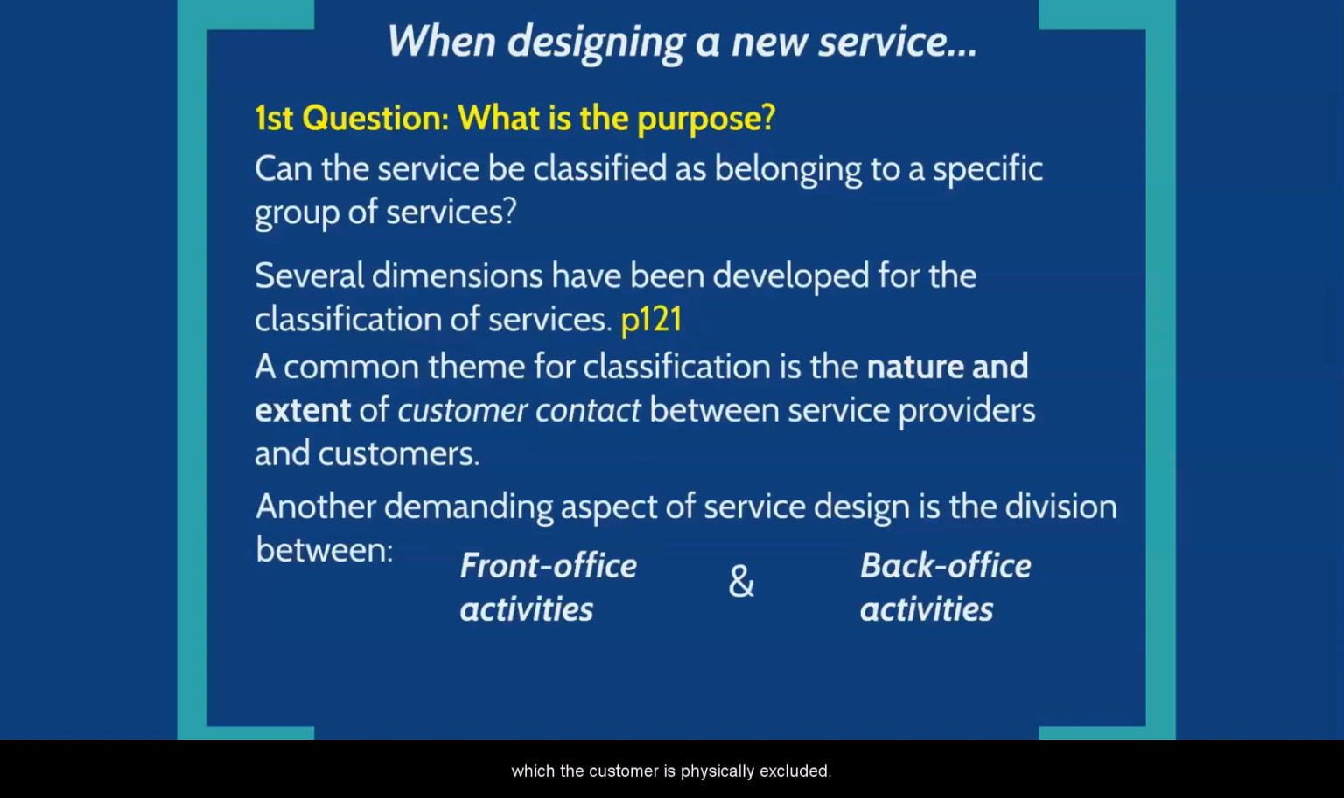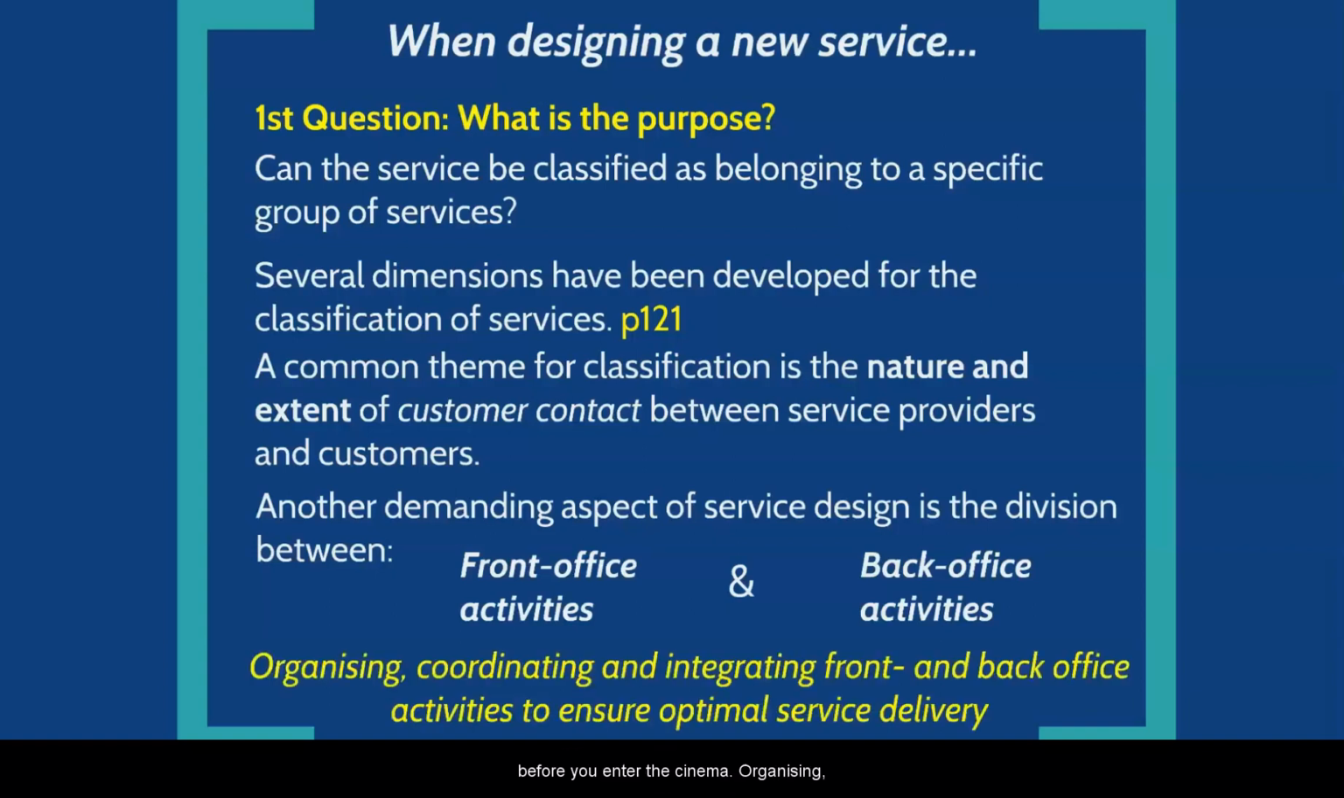And then back office is part of the delivery system from which the customer is physically excluded. For example, you don't see the people at the back end of the cinema that is in the process of airing the movie or making sure everything is cleaned up before you enter the cinema. Organizing, coordinating, and integrating front and back office activities to ensure optimal service delivery is one of the unique demands of marketing a service.